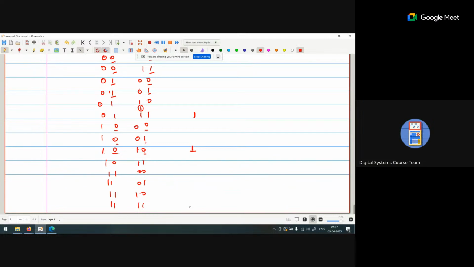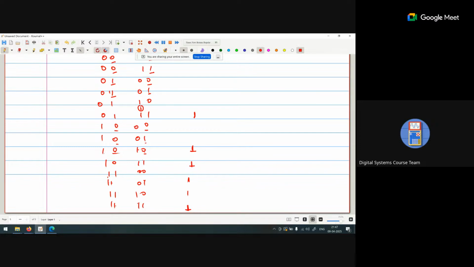1 and 1, carry out is generated. Now 1 and 1 gives 0, carry is generated, and this carry will be added in the MSB. So 1 and 1 become 0, so carry is generated. 1 and 1 with 1, so 1, carry is generated.